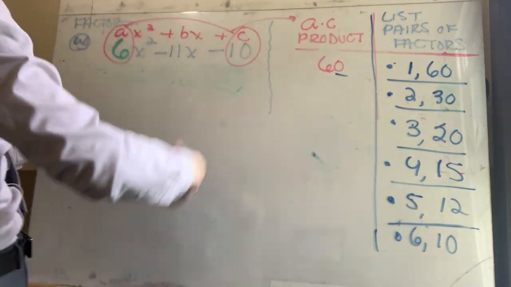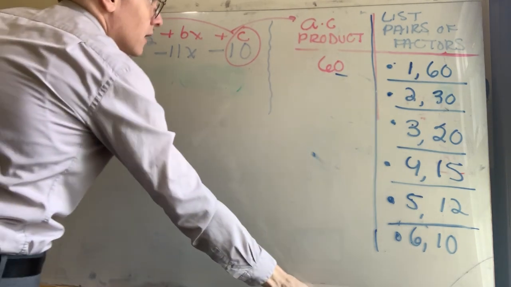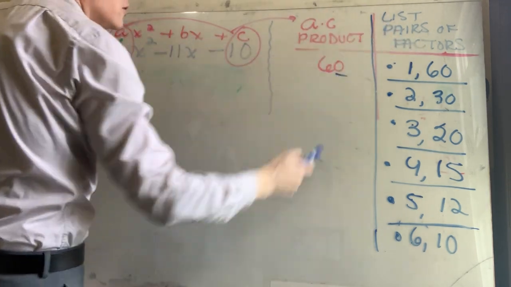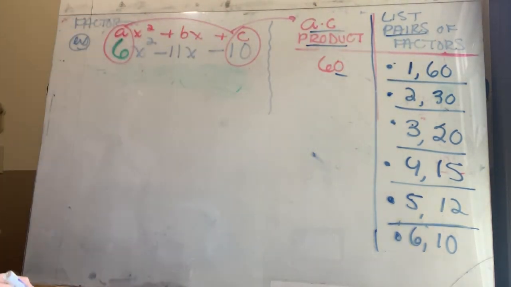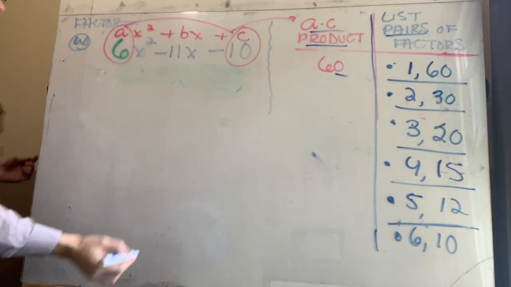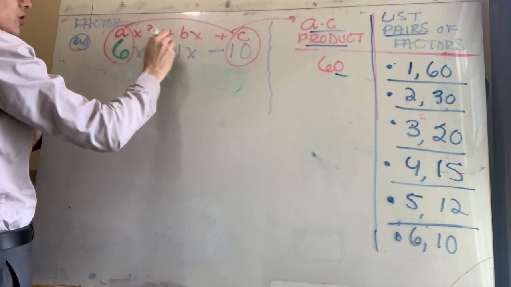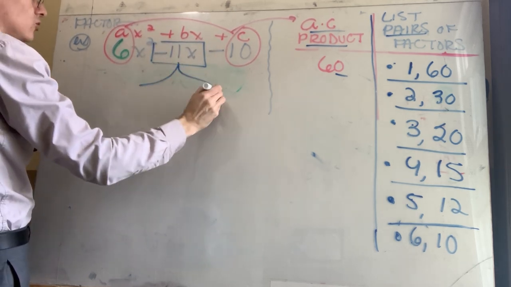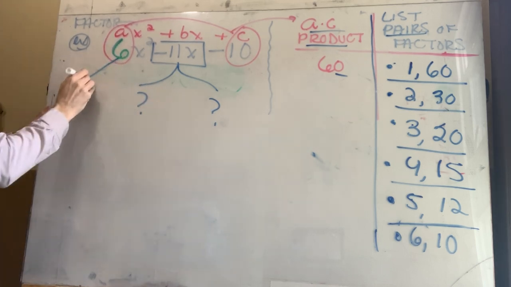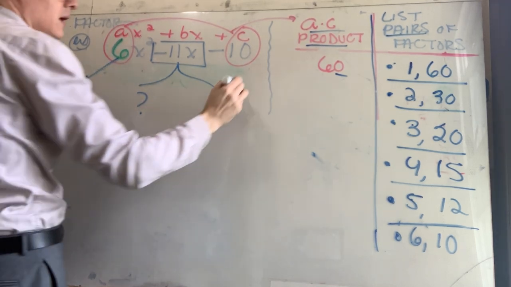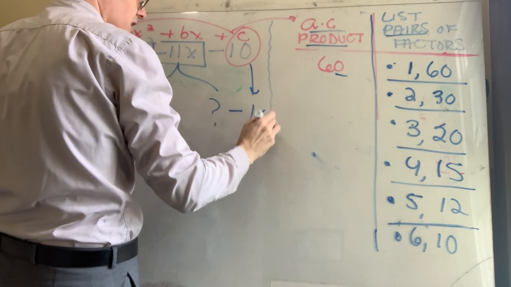Anyhow, having done that, AC product pairs. We're now going to employ factoring by grouping. We're going to take this middle term and we're going to strategically cut it up into either a sum or a difference. This thing that's sitting here and this thing that's sitting here are just going to get carried down.